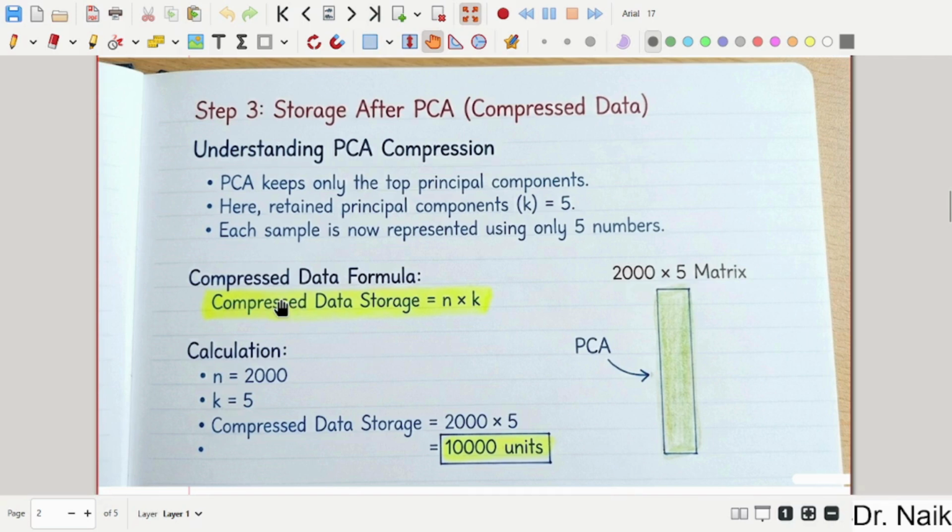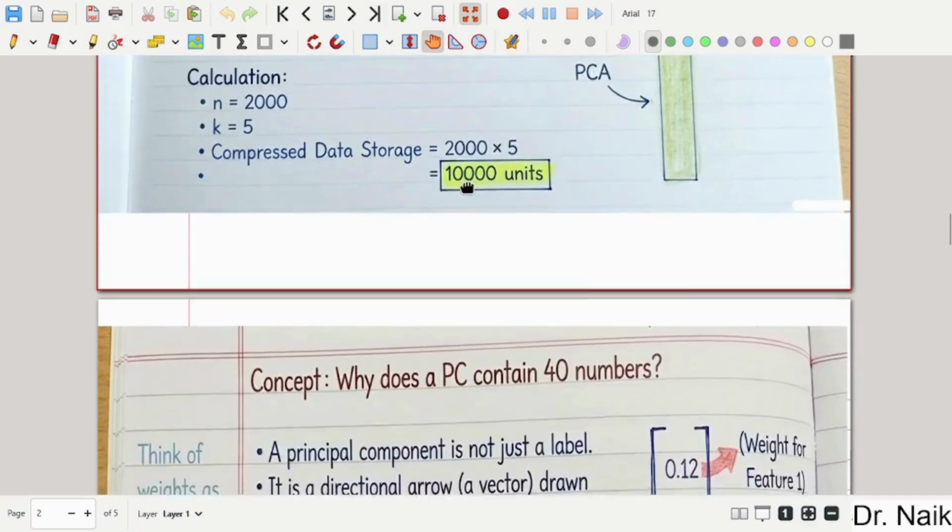So compressed data storage is calculated by the formula n into k, where n is the number of samples and k is the number of retained principal components. Therefore, compressed data storage is equal to 2000 multiplied by 5, which is 10,000 units. So compressed data storage is 10,000 units.